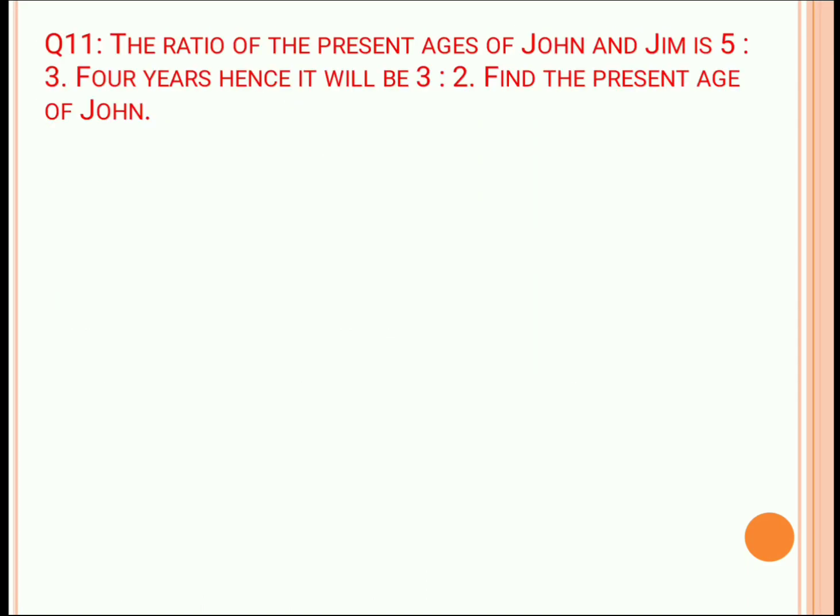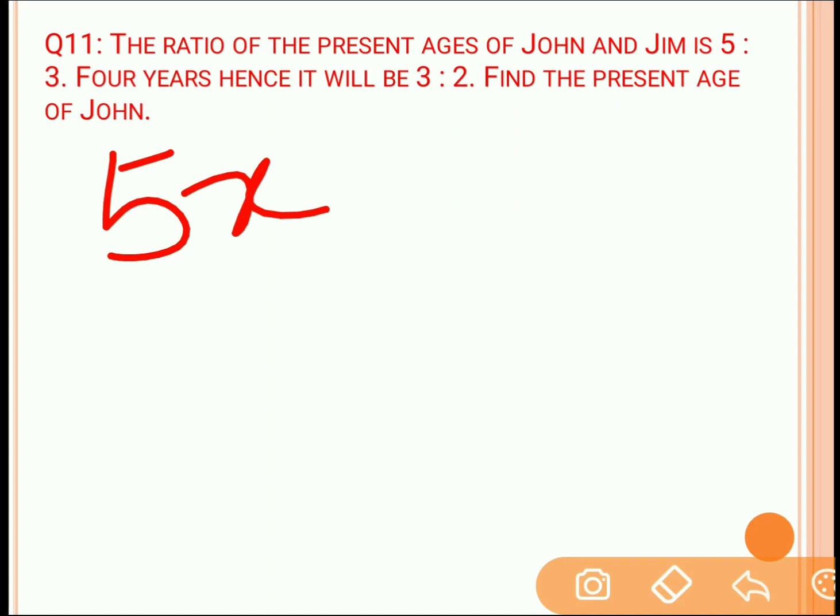The ratio of present age of John and Jim is 5:3. 4 years hence it will be 3:2. Find the present age of John. So in this case, the present age of John and Jim are in 5:3. So John's age will be in multiple of 5, say 5x, and Jim's age is in multiple of 3, which is 3x.